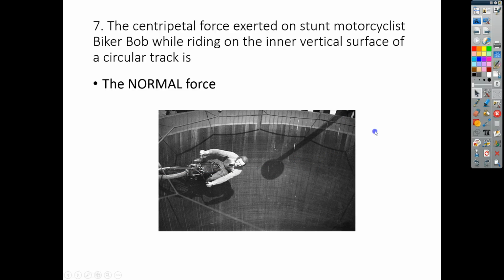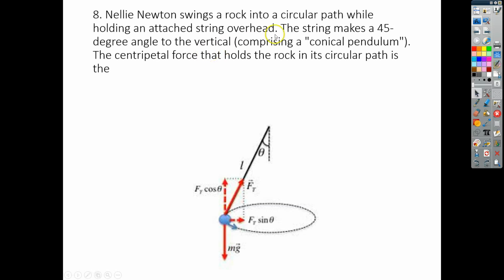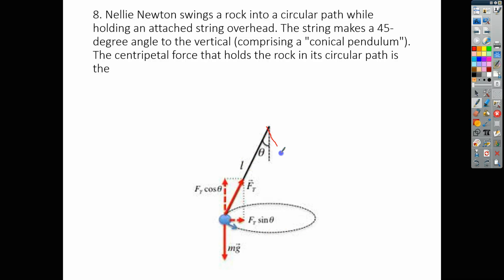For number 8, this one says Nellie Newton swings a rock in a circular path while holding an attached string overhead. The string makes a 45-degree angle, so here's the angle. And we call this a conical pendulum. It looks like a cone. So if we actually finish this, you would see that this whole thing would look like a cone. So we could put a front on it, and then you would have a cone type of surface.